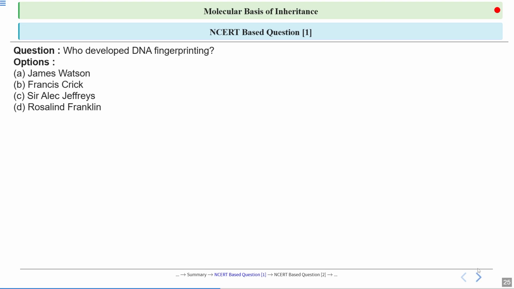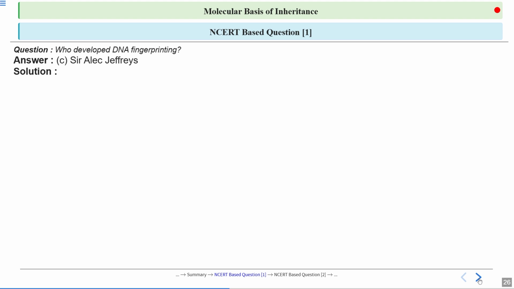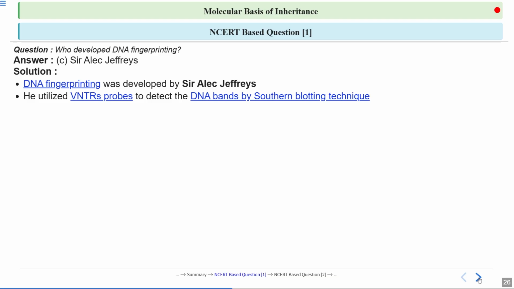Now, let's solve some NCERT based questions so that we can get more clarity on this chapter and on this portion. Who developed DNA fingerprinting? James Watson, Francis Crick, Sir Alec Jeffrey, or Rosalind Franklin? It was Alec Jeffrey who developed DNA fingerprinting. He utilized the VNTR probe, that is variable number of tandem repeats probe, to detect the DNA bands by the southern blotting technique.